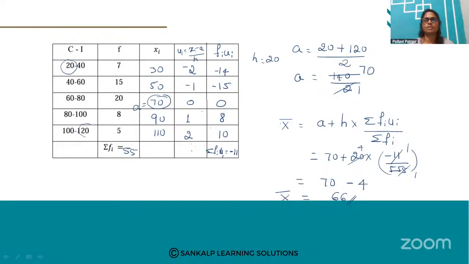Therefore the mean for the given data using the step deviation method is 66.